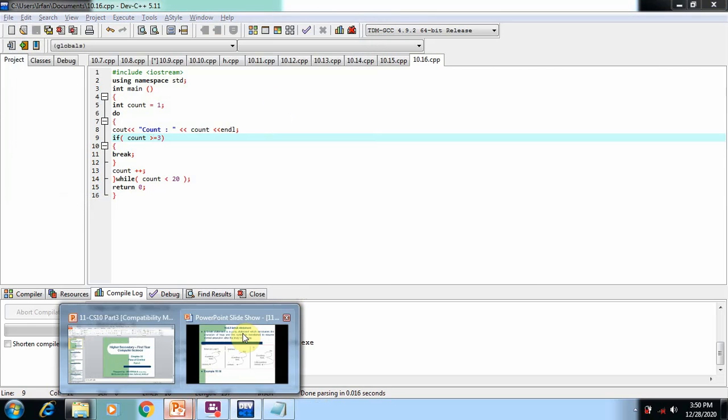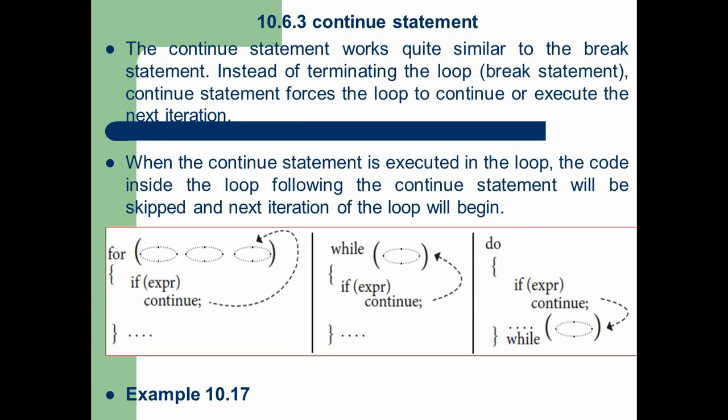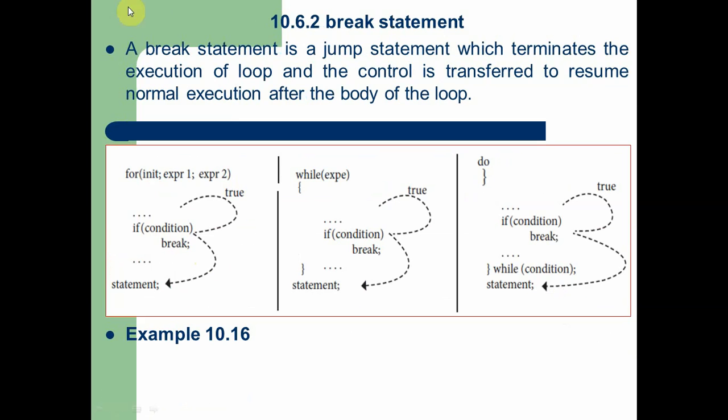But the continue statement is different from the break statement. The continue statement works quite similar to break, but instead of terminating the loop, it forces the loop to continue and execute the next iteration. So the continue statement terminates that particular iteration but not the loop, and it allows the next iteration to execute, going to the update expression and running the loop until the test expression becomes false. But the break statement simply terminates the loop.